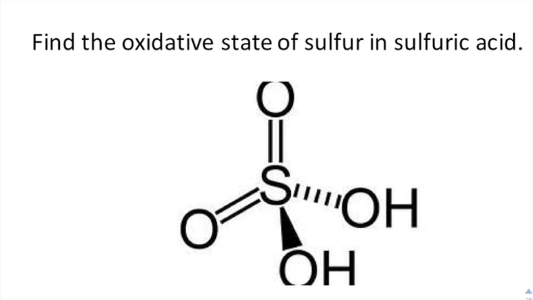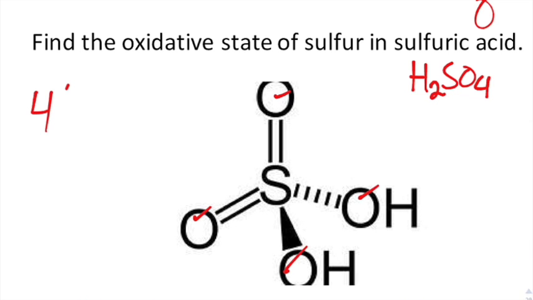It says determine the oxidation state of sulfur in sulfuric acid, and it gives you a picture of what sulfuric acid looks like. Sulfuric acid is H2SO4, which is a neutral compound. Since it's neutral, we need to figure out the oxidation number of each element, so we use our rules. First, there's no element by itself. Next, there's no fluorine. Next, there are oxygens. I have 4 oxygens, and 4 oxygens at -2 apiece gives me a total charge of -8.